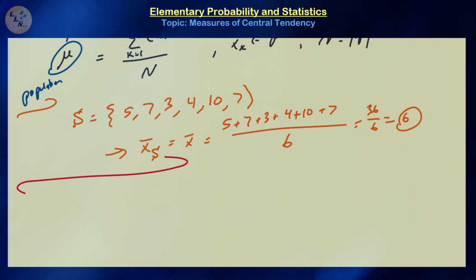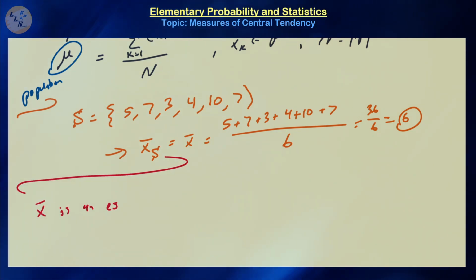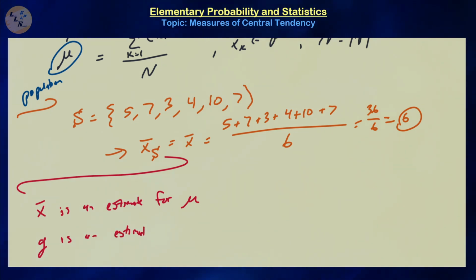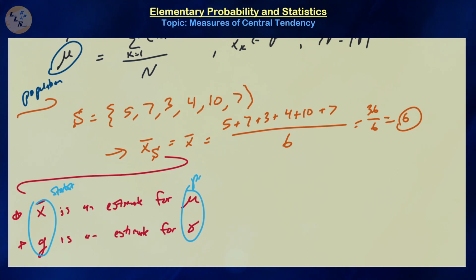So let's just summarize that from the last time. So x bar is an estimate for mu, and g is an estimate for gamma, right? So one is a statistic, and the other is a parameter. Statistics are calculations on samples, and parameters are calculations on populations.